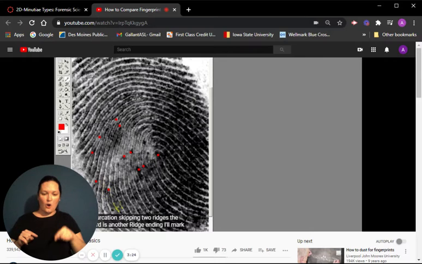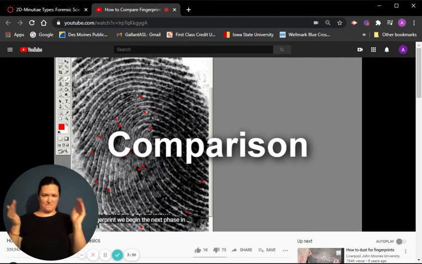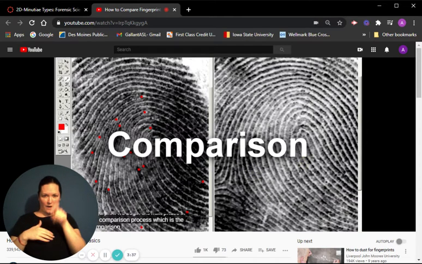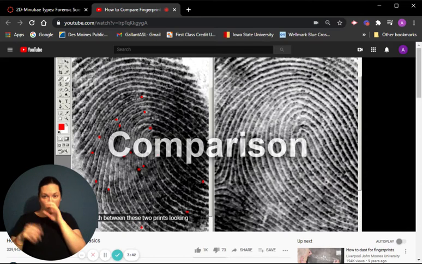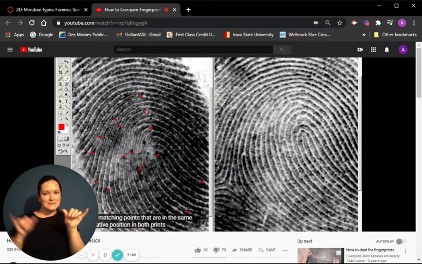I'll mark a few other points that are fairly easy to see, and there are plenty of other points that I'm leaving out for this video. As we bring up the known fingerprint, we begin the next phase in the comparison process, which is the comparison phase, where we look back and forth between these two prints, looking for matching points that are in the same relative position in both prints.